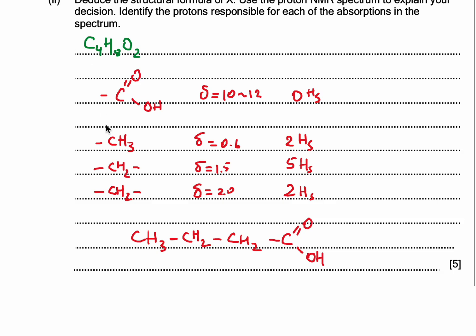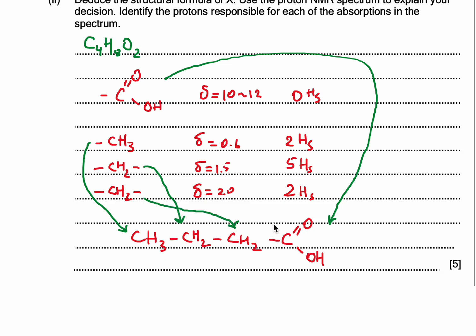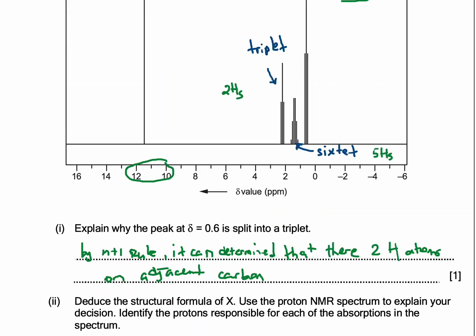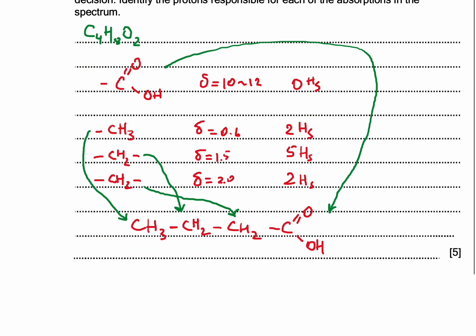So this CH3 is because of this carboxylic acid here, and this CH2. The 5 hydrogens is this one, and this CH2 is this one. So this is butanoic acid. Butanoic acid has this kind of proton NMR spectrum. Please don't forget about analytical techniques.